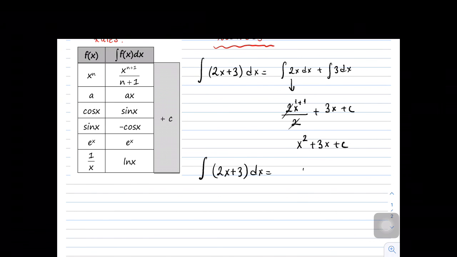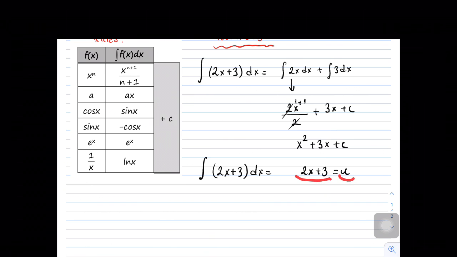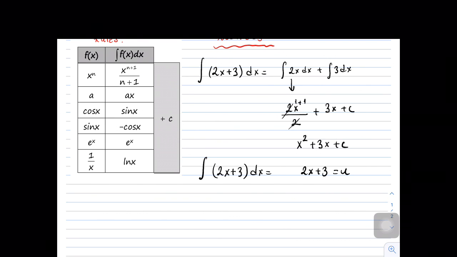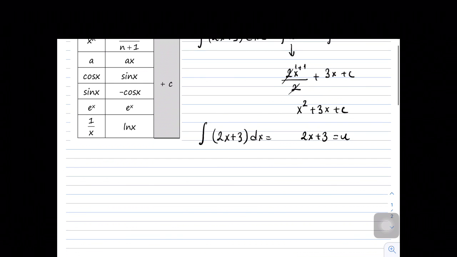Instead of 2x plus 3, let's say u. And then make a derivative for both sides. Okay, make a derivative this side and then this side. This is the easiest method when you learn it, so you can apply it for every single question. The hardest part sometimes is which one you are going to substitute. But don't worry about it.